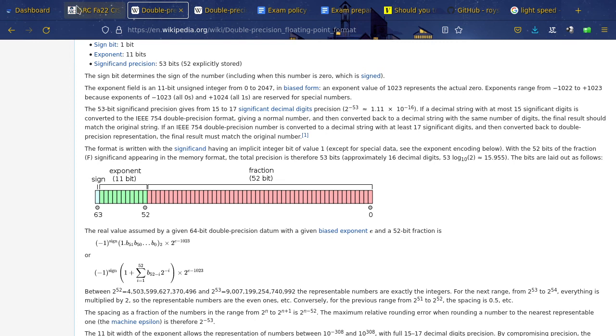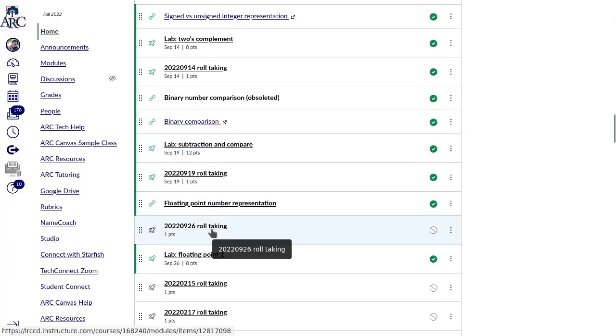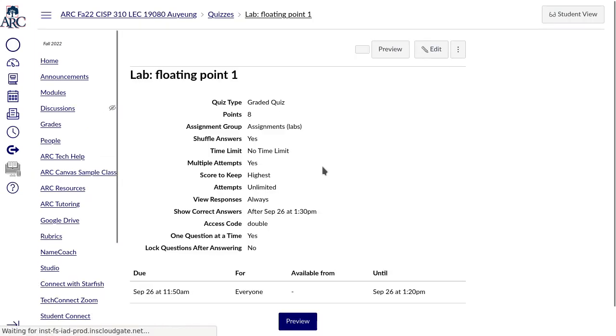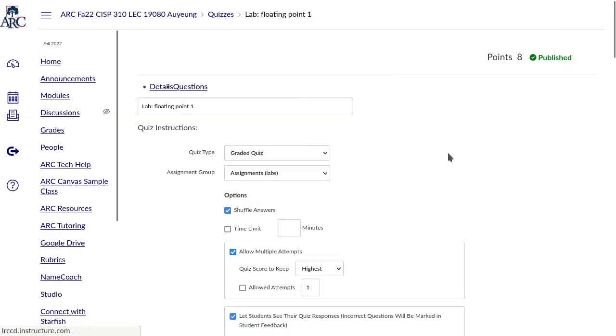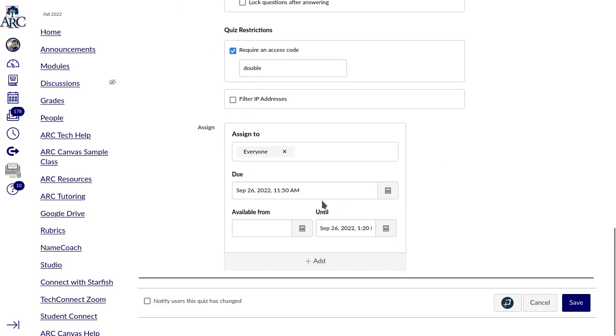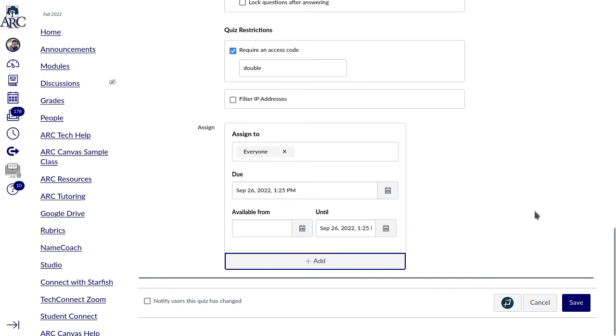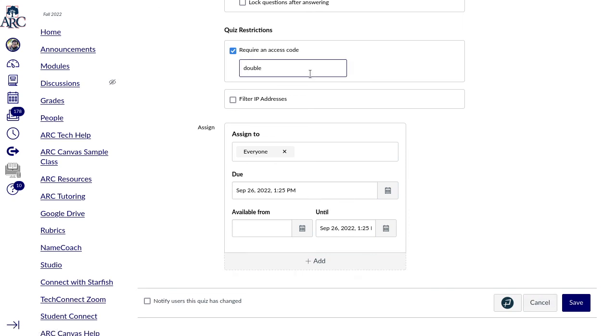And let's see, where is it? And I forgot to take roll. That's okay. It's not super important. All right, so I set up the time wrong. Oh, yeah, that won't work. I'll give it 1:25 p.m. I think that should do it. Oh, the access code is double, not surprisingly.